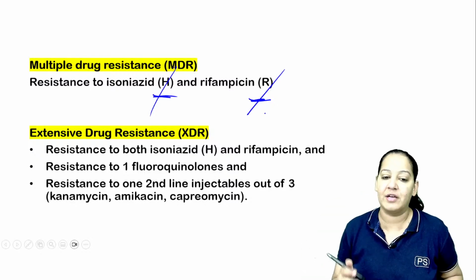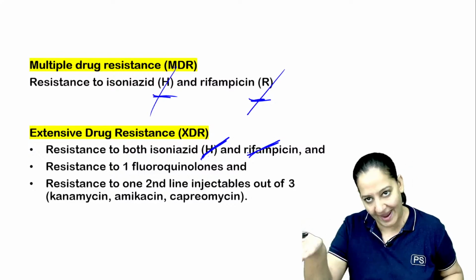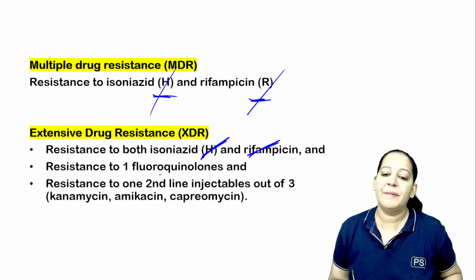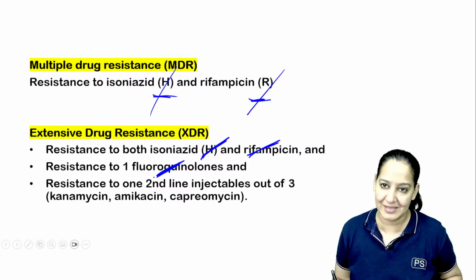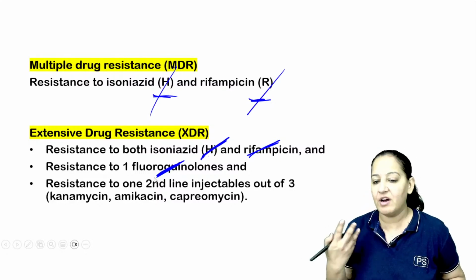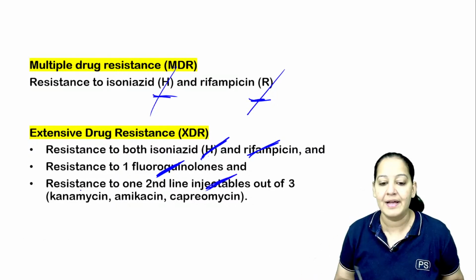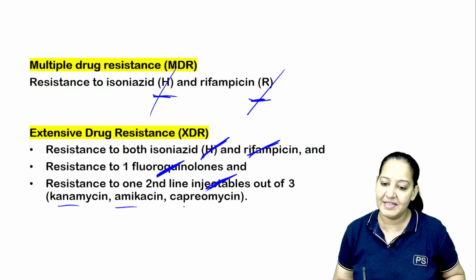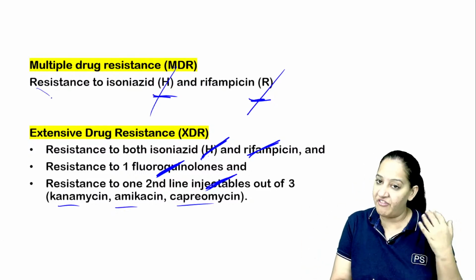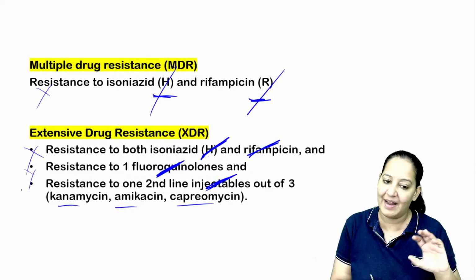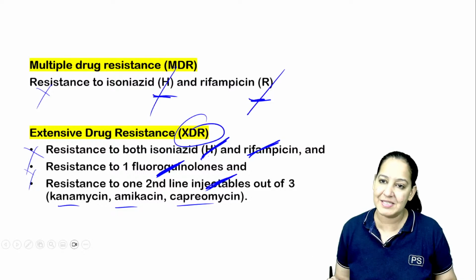In XDR, the patient is resistant to H and R, that is already there, right? Apart from that, the patient has resistance to one of the fluoroquinolones, that is ciprofloxacin, ofloxacin, moxifloxacin, levofloxacin. So that second line drug is also gone. And the patient is resistant to one of the injectables of the second line. 3 injectables I taught you, no? They are kanamycin, amikacin, capreomycin. So there is resistance there too. So we can give neither first line nor second line drugs. So XDR resistance has a very bad, poor prognosis.